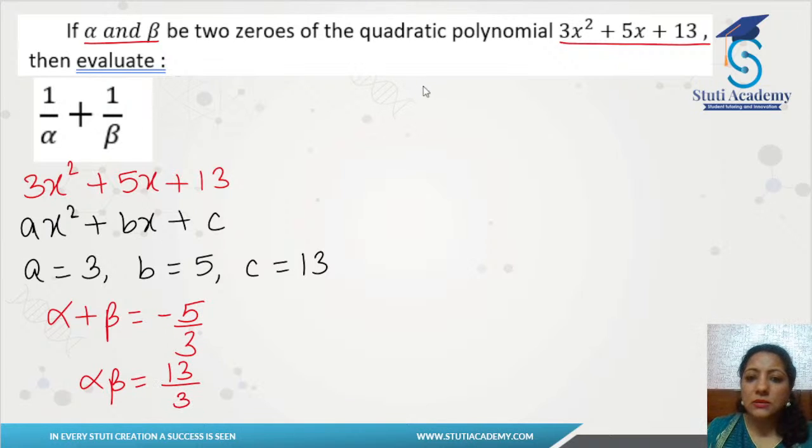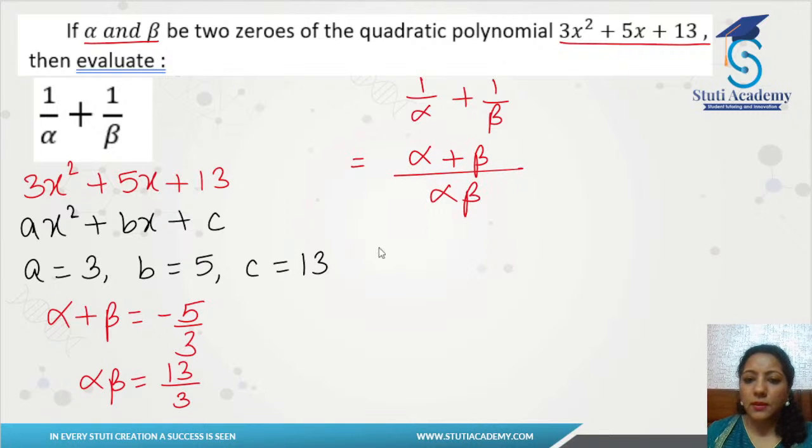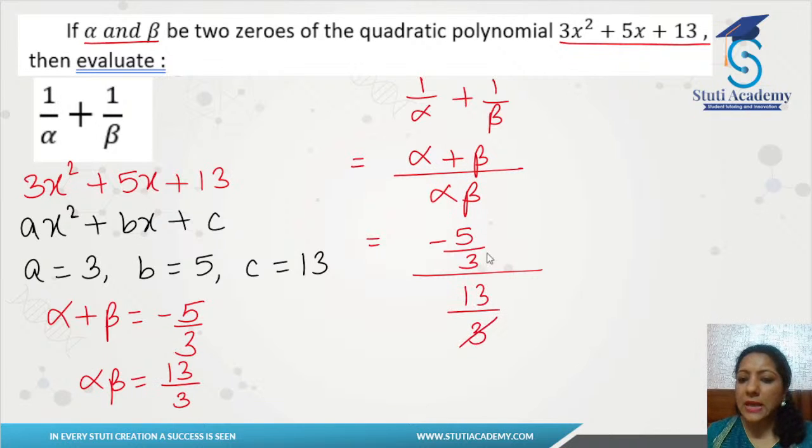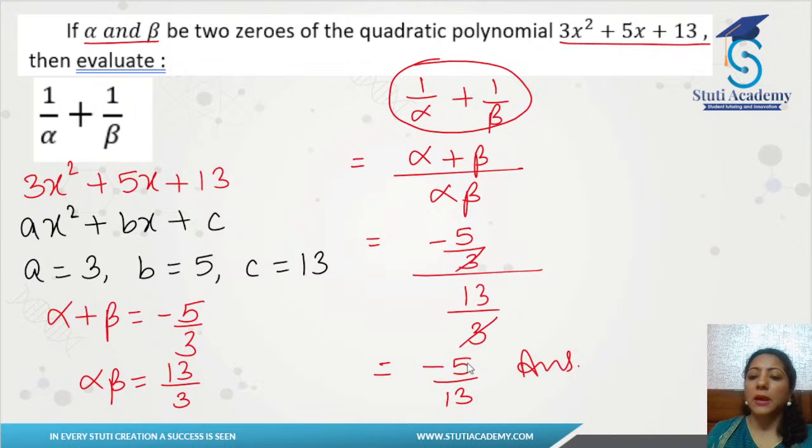Now I'm going to write this 1 upon alpha plus 1 upon beta. I will take the LCM in the next step. I'll get alpha plus beta over alpha beta. Now alpha plus beta is minus 5 upon 3 and alpha into beta is 13 upon 3. We can cancel out these 3's and we'll get minus 5 upon 13. Finally, the value of 1 upon alpha plus 1 upon beta is given by minus 5 upon 13. I hope children you've all understood this.